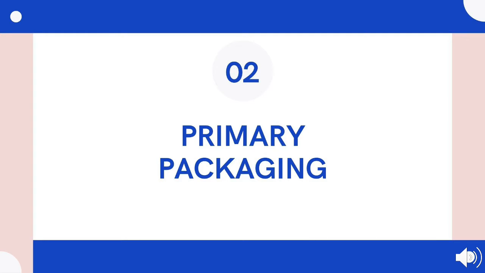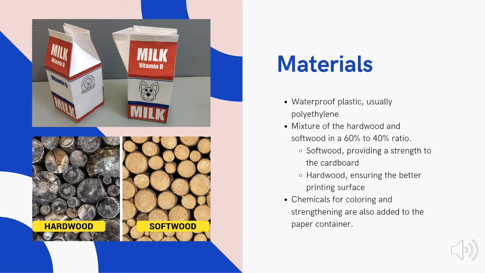Now our group would like to tell a little bit more about the concepts behind the primary packaging of the milk products. Let's start with the materials. The base of the carton itself is made of a mixture of hardwood and softwood in a 6:4 ratio, coated by waterproof plastic, usually polyethylene, as well as some chemicals for coloring and strengthening.